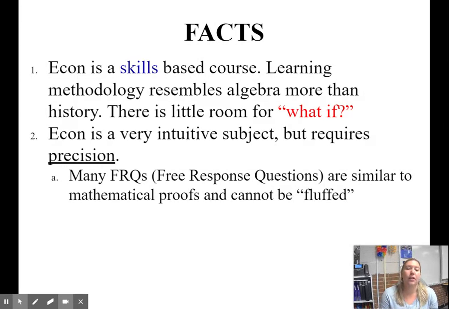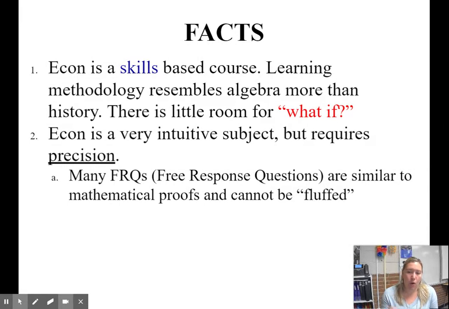Second thing to remember, AP Micro and econ in every sense is a really intuitive subject, meaning that when you think something will happen, typically it will happen, but it really requires your precision in explaining why those things happen and explaining the process for the manipulation. So it's intuitive in the sense that what you think is going to happen usually does, but your precision in understanding and being able to explain why that happens is really significant.